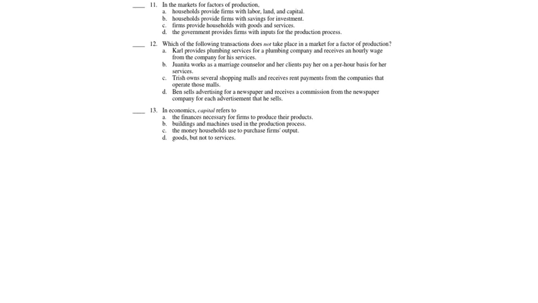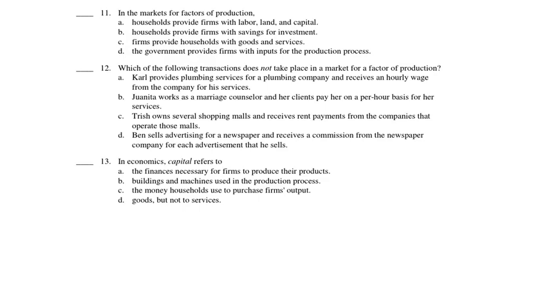All right, last 3 questions. In markets for factors of production, do households provide firms with land, labor, and capital? Yes, they do. And there's no choice that says all of the above, so I don't even need to read the other ones. 12 is probably the trickiest one here. Does anybody think they know the answer to 12?